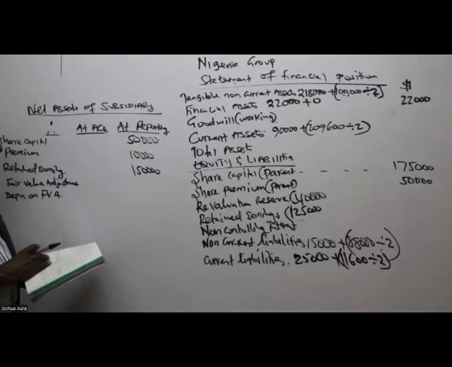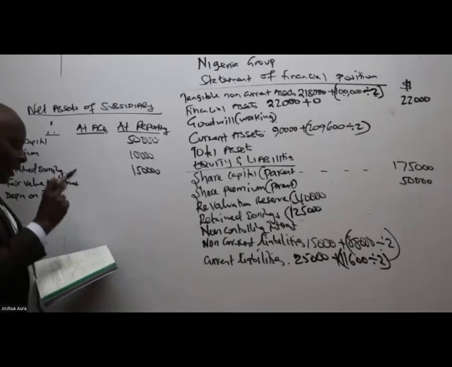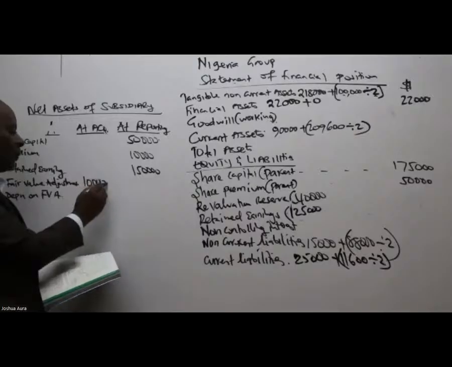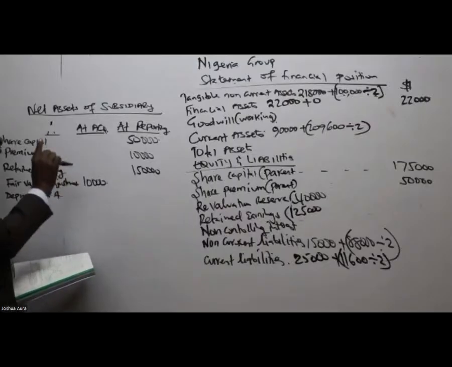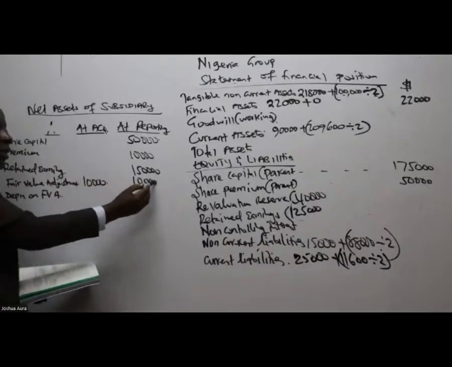And then do we have any fair value adjustment? Ladies and gentlemen, we do have the fair value adjustment. If you look at note number 2, at the date of acquisition, the fair value of Lagos non-current assets, which at that time had a remaining useful life of 10 years, exceeded their book value by DN 10,000. So the fair value adjustment at acquisition is 10,000. And you know that fair value adjustment at acquisition must always be equal to fair value adjustment at reporting. So here 10,000 again.